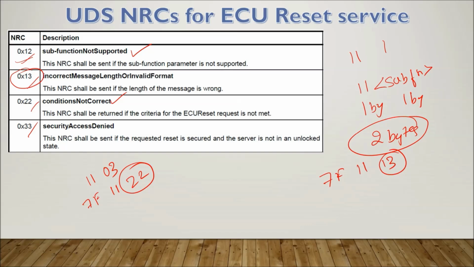Then security access denied. So you can configure in such a way that a particular security access level is required, security clearance is required for requesting this ECU reset. And if that security clearance is not there and you request this ECU reset service, then you will get an NRC 33.